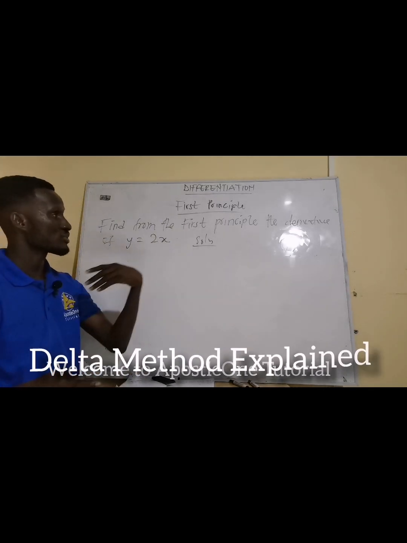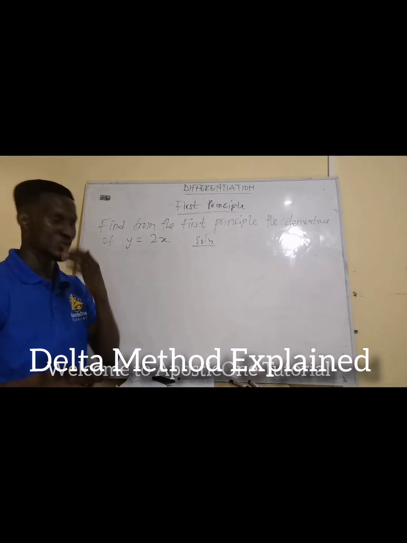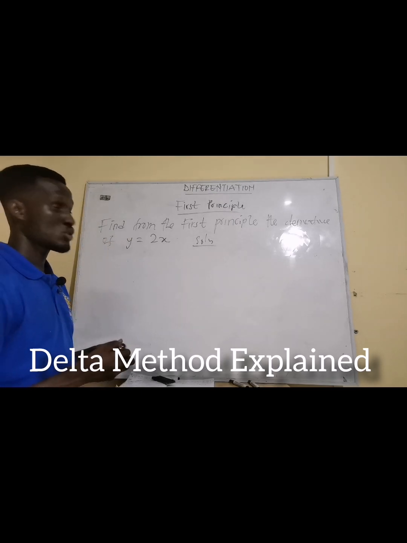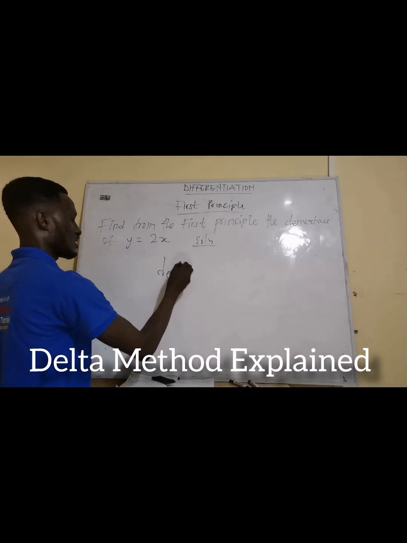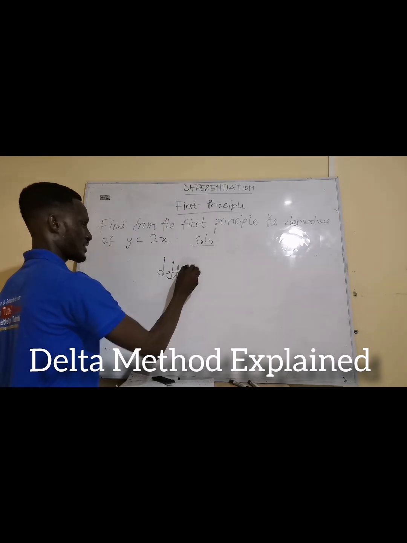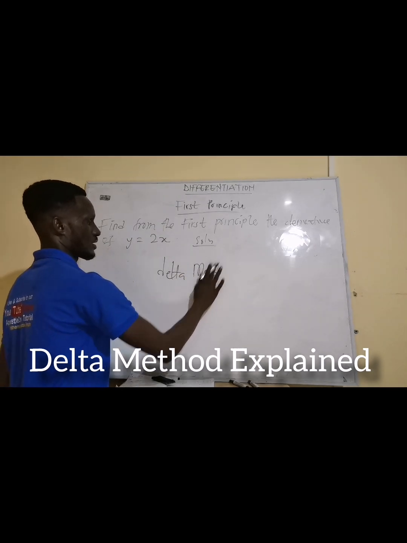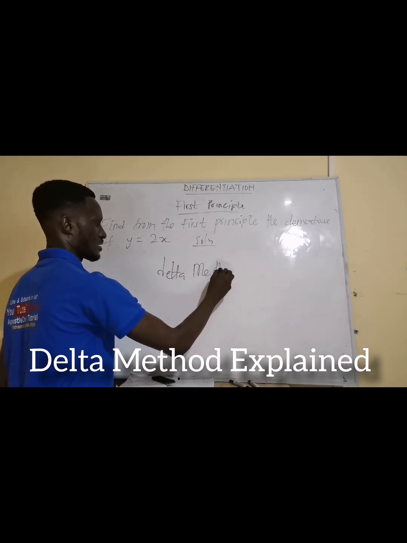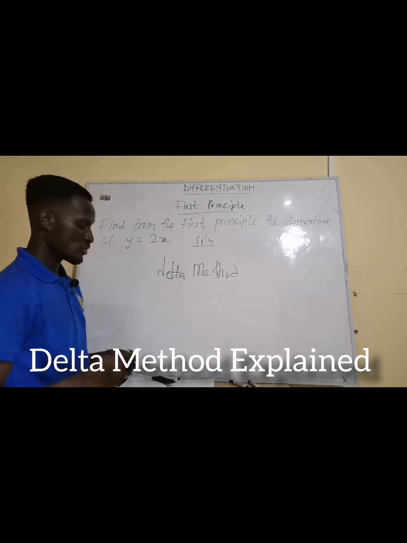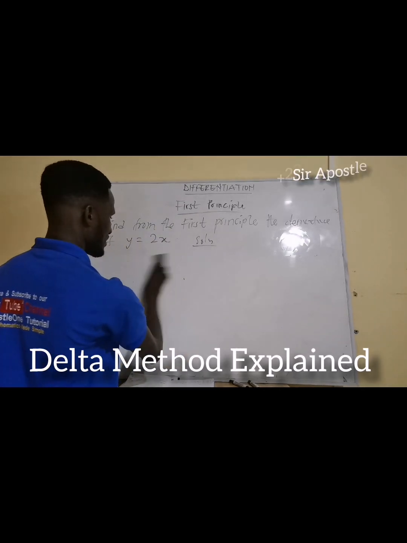Find from first principles the derivative of y is equal to 2x. Looking for the derivative, I'm going to use the delta method. Delta method is the method that I'm going to use. And what is the delta method?